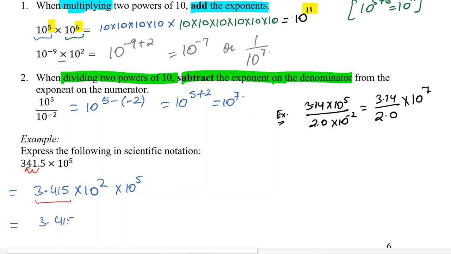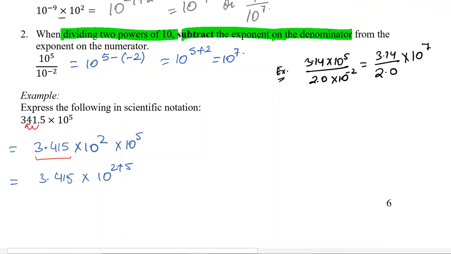And we learned that when we have the multiplication, exponents are added. So we got 3.415 times 10 raised to power 7. So that is our correct answer.